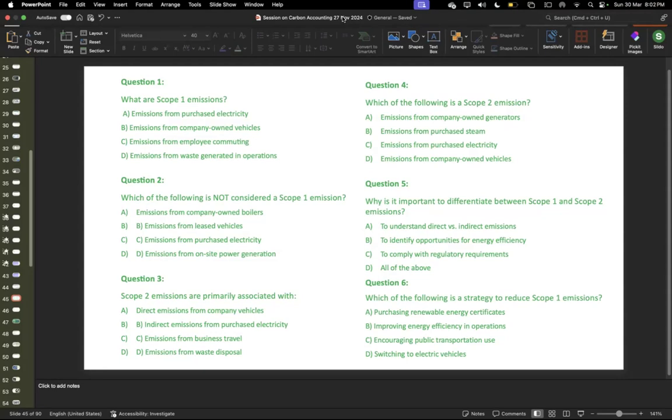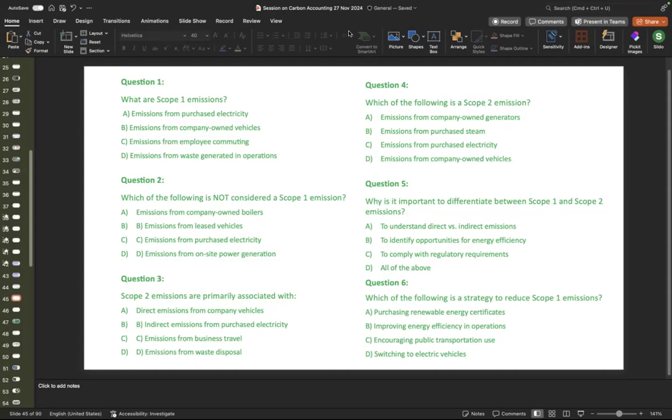Okay, let's answer this question. Everybody can see the screen. Use the chat box and just let me know, or unmute yourself. As simple as that. First, what are the scope 1 emissions in the first 4 options? Tell me that. A, B, C, D.